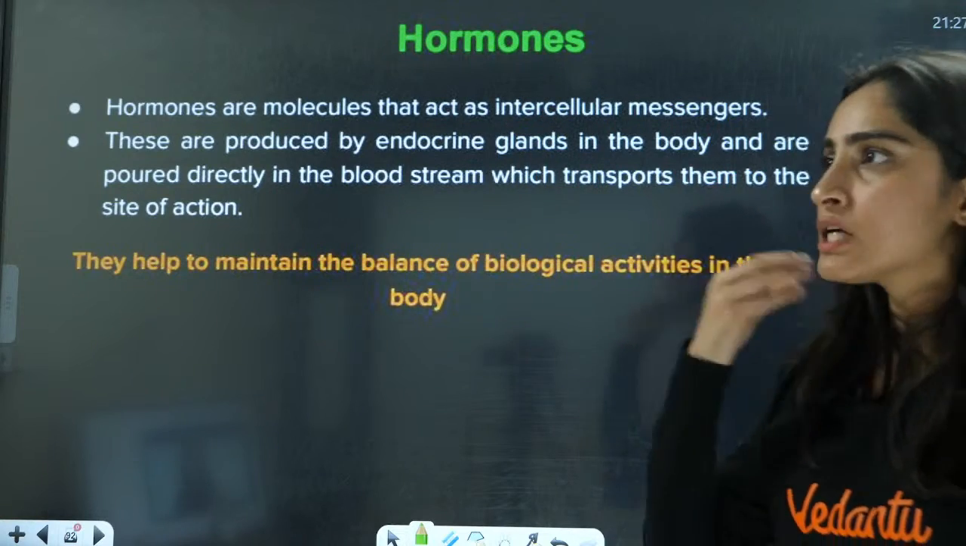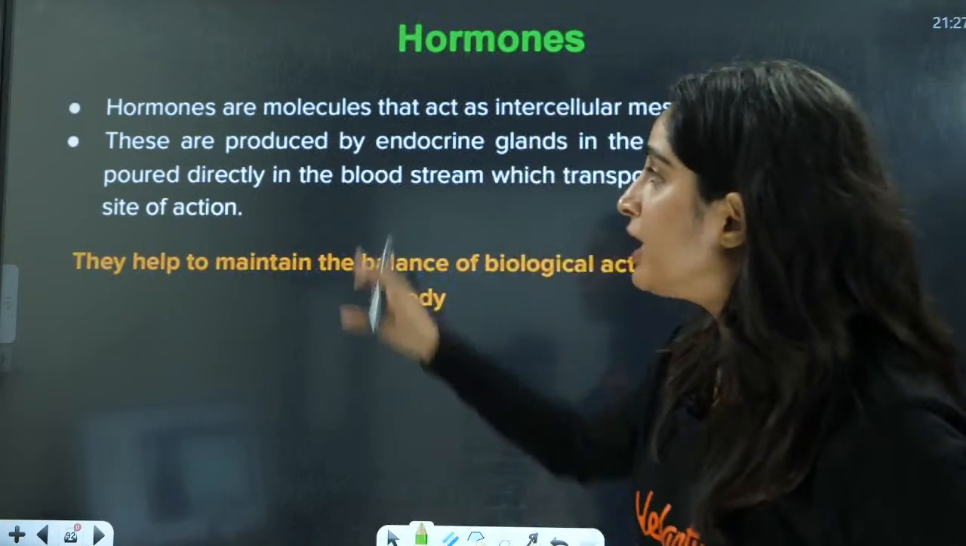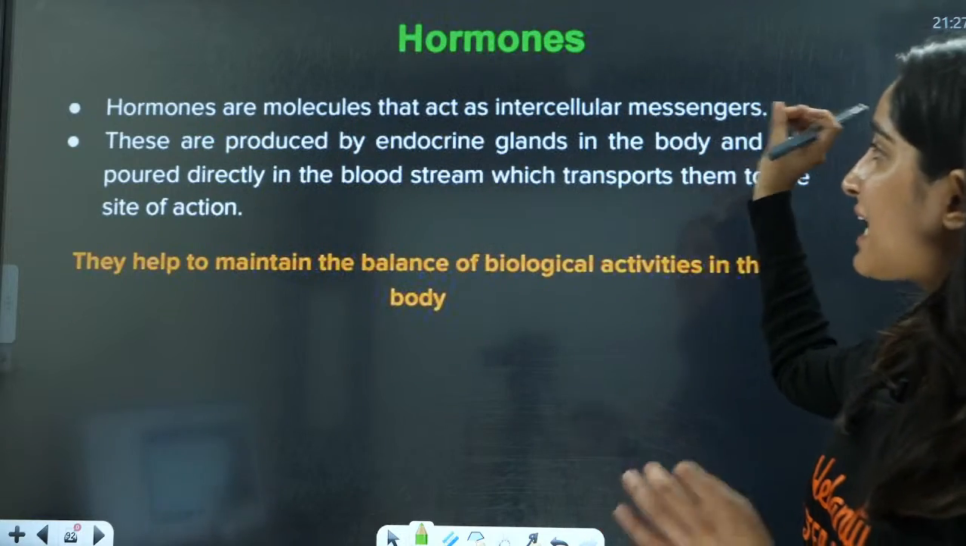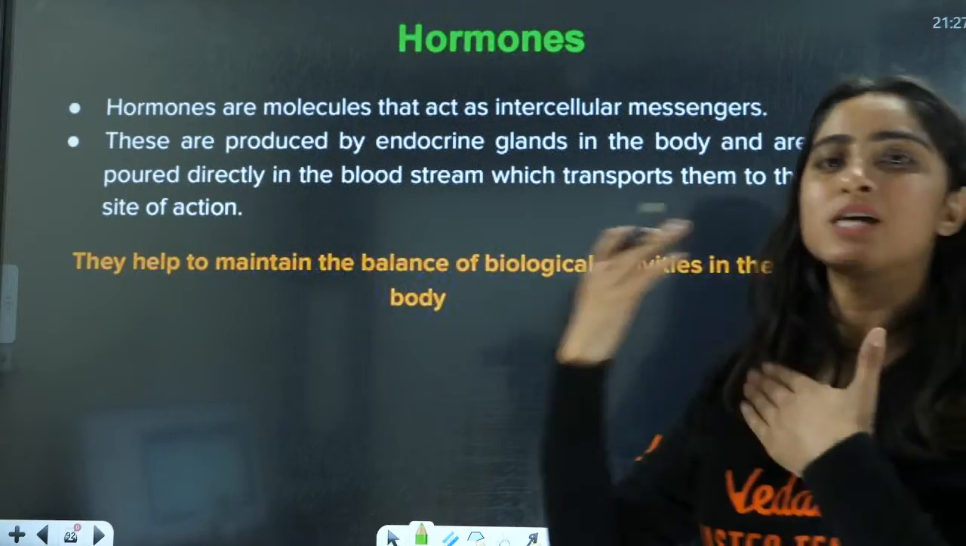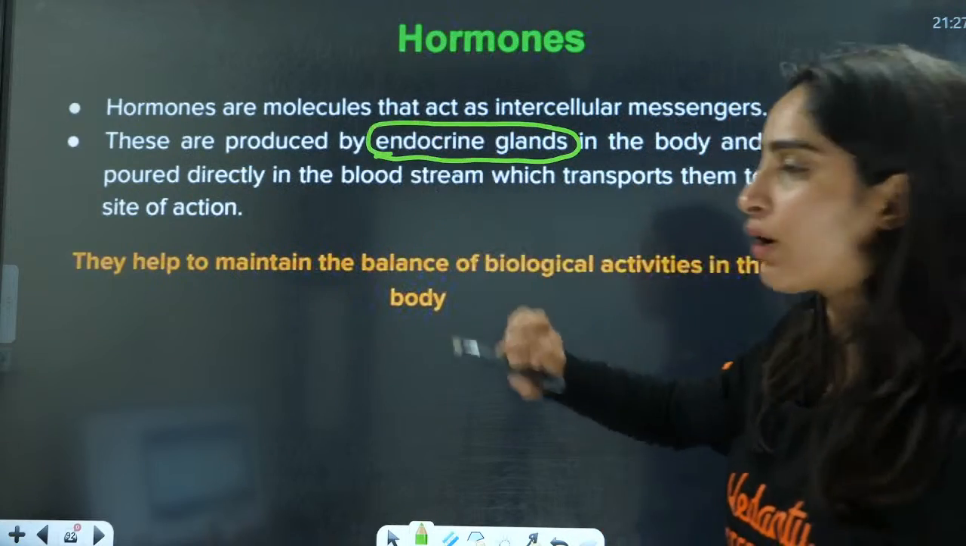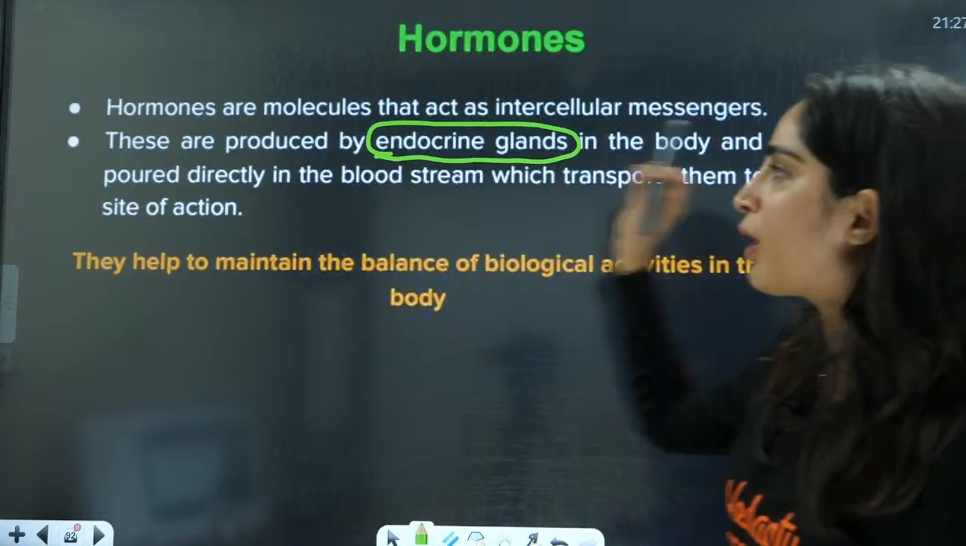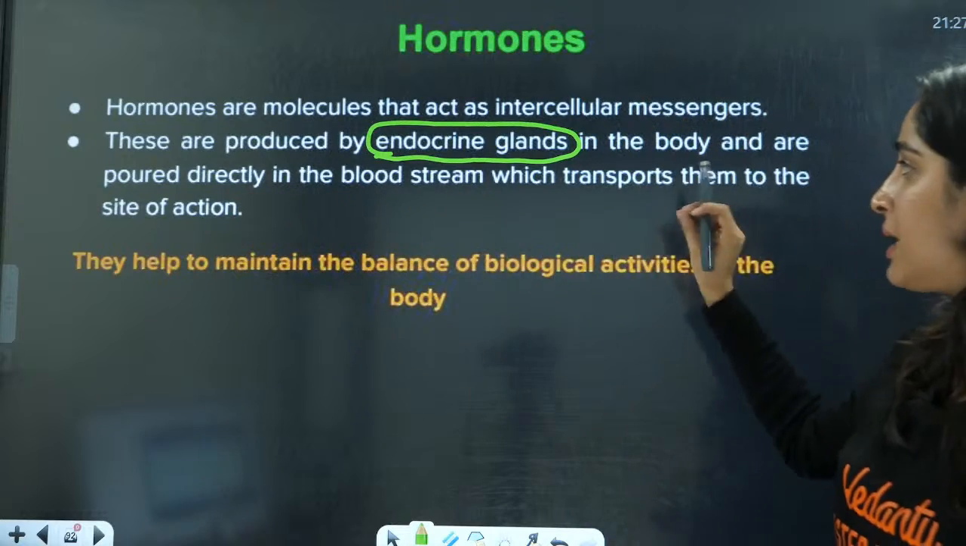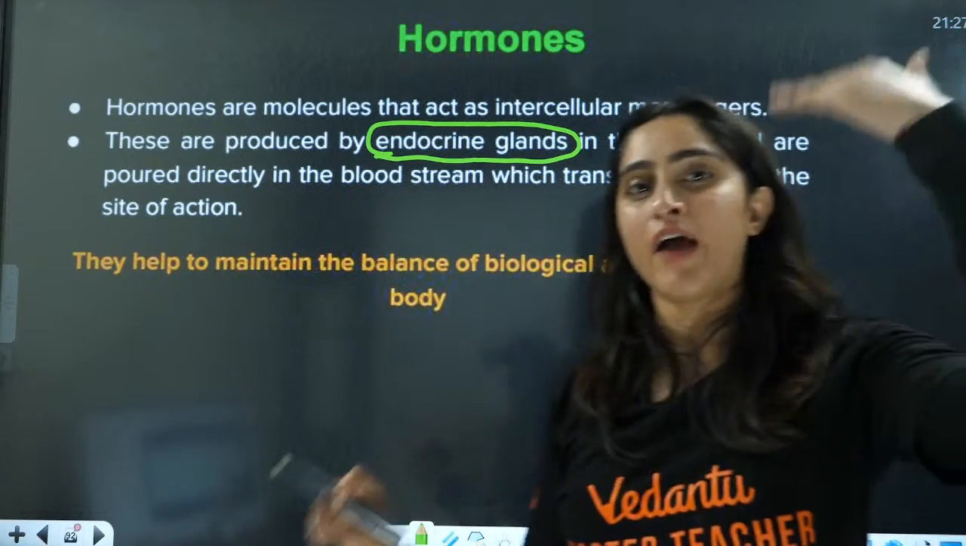Hormones that are in our body. So what kind of hormones do we have in our body? Hormones are molecules that act as intercellular messengers. Okay, they transfer the messages. They're produced by endocrine glands, which are very important. They are poured directly into the bloodstream, which transfers them to the site of action.